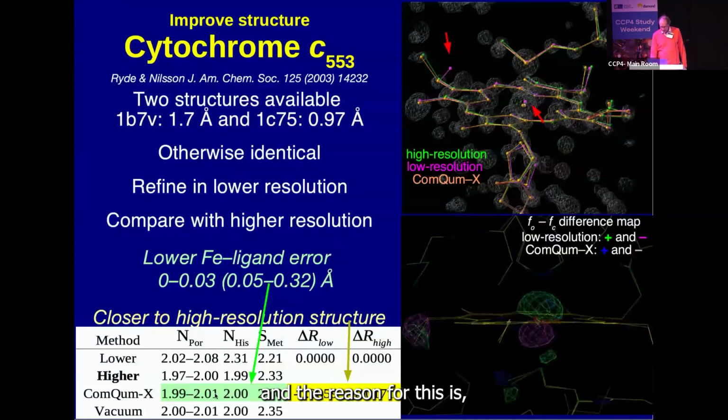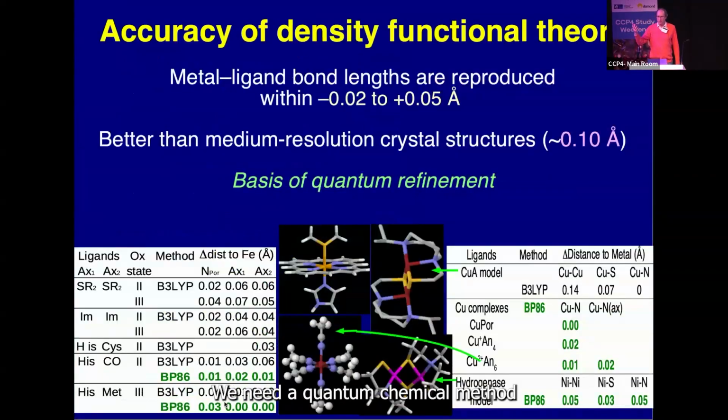And the reason for this is, of course, that the quantum chemistry already from the beginning gives very good results. And that's the basis of quantum refinement. We need a quantum chemical method that gives results that are close to the truth. The typical DFT methods we're using have an accuracy of 0.02 to 0.05 angstrom for metal-ligand distances.